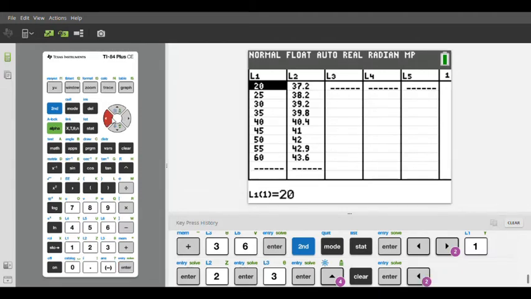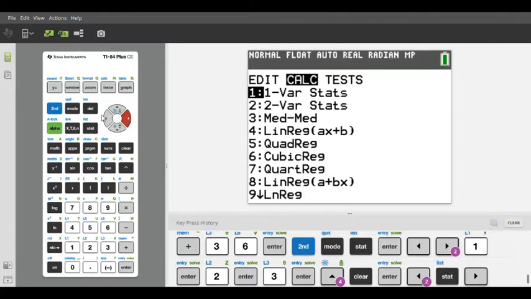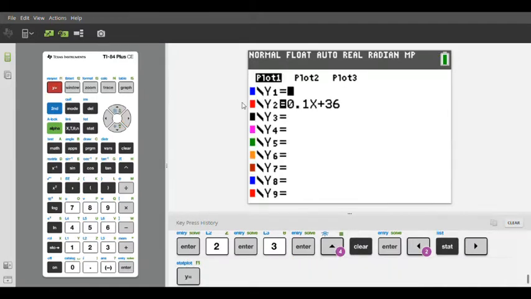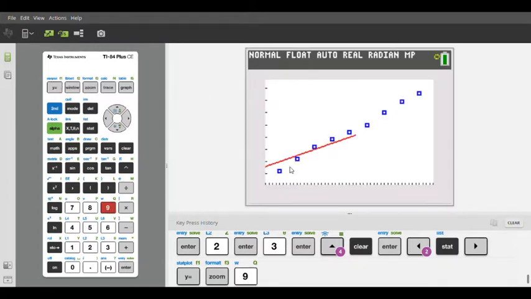Alright, so we got our list typed in here. We want to look at the scatter plot of it. I'm getting ahead of myself here. We want to look at the scatter plot. So what I'm going to do, I've also already got that equation typed in for B to go ahead and get it out the way. But if I want to look at the scatter plot, I'm going to go zoom stat, which is number 9.